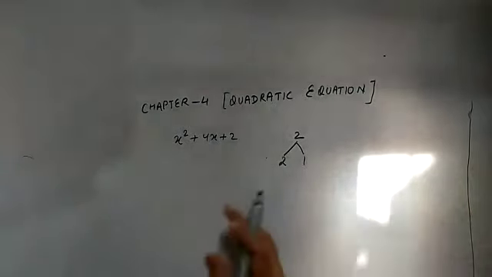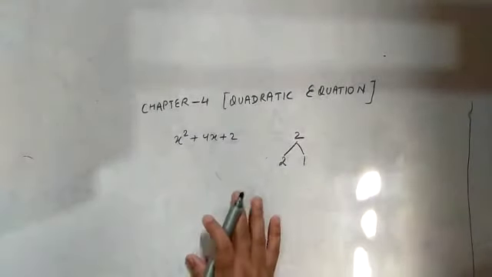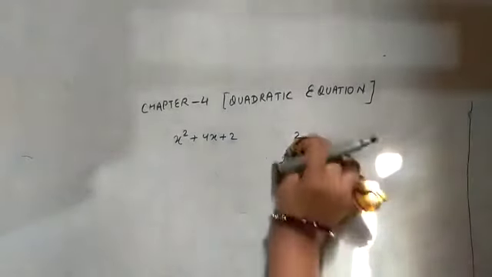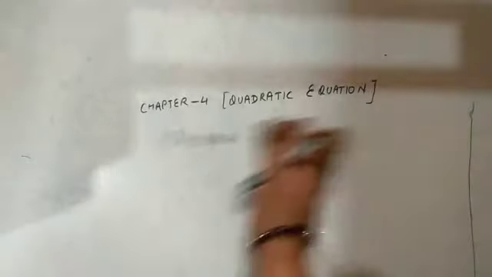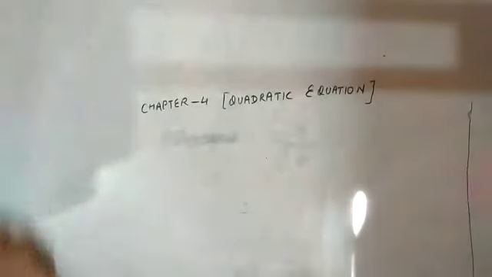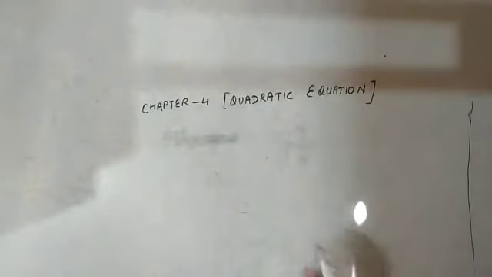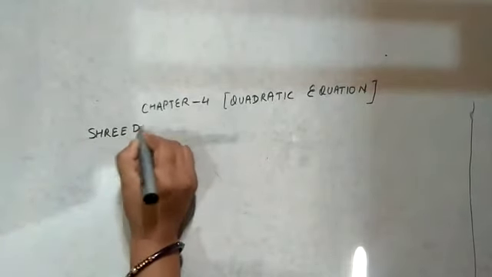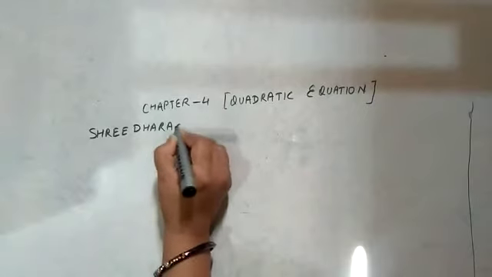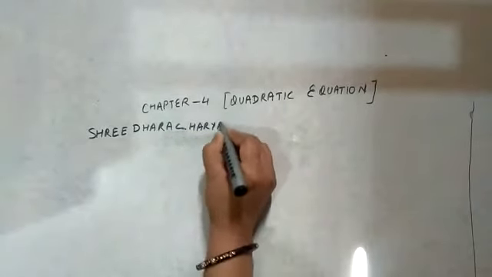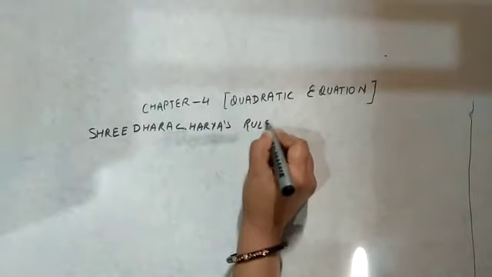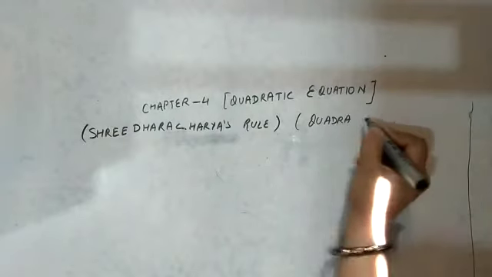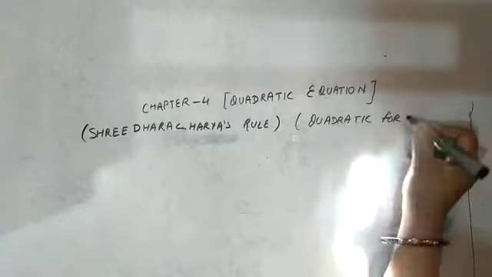So in these kinds of questions we can use the quadratic formula that we are going to discuss today. That formula is also commonly known as Sridharacharya rule, since it is given by the great ancient scientist Sridharacharya. So see, Sridharacharya's rule. This is also known as quadratic formula.